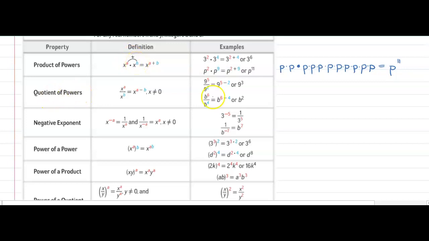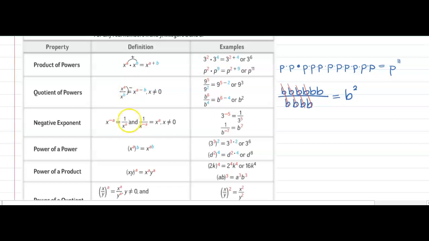Quotient of powers. For example, b to the 6th is b times b times b times b times b times b all over b to the 4th, which is 4 b's multiplied together. Well, remember, if there is a factor on the top and the bottom, they can cancel. And what we're left with is b squared. In other words, when we're going over the division symbol of the bases, we subtract those exponents.